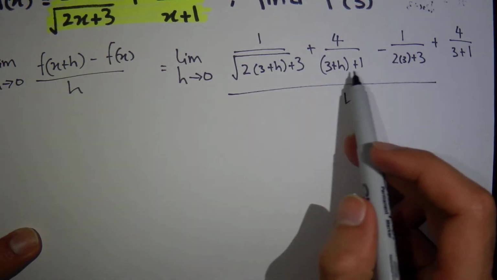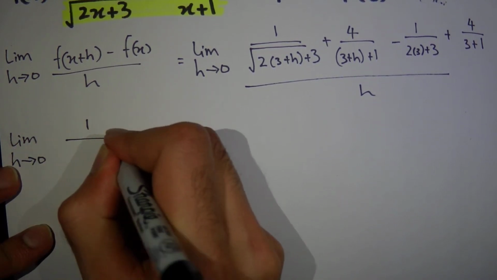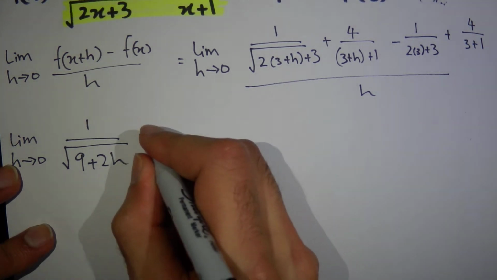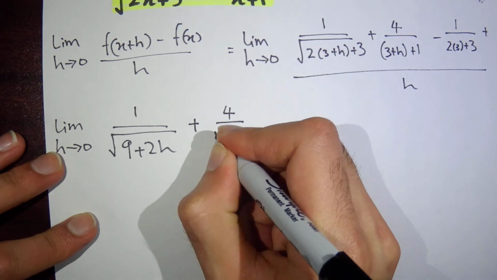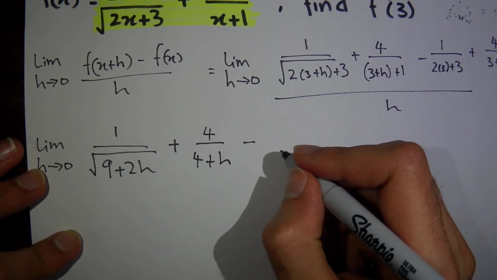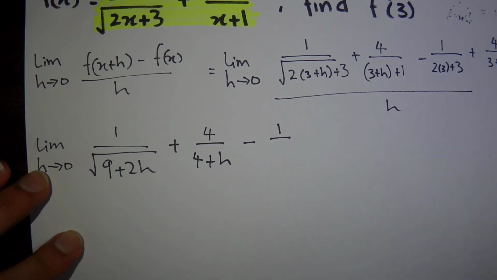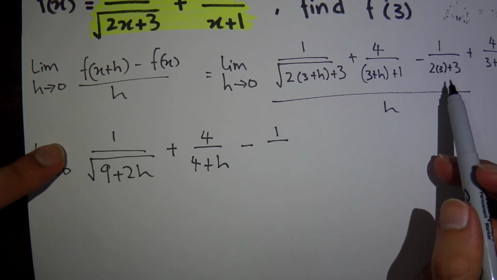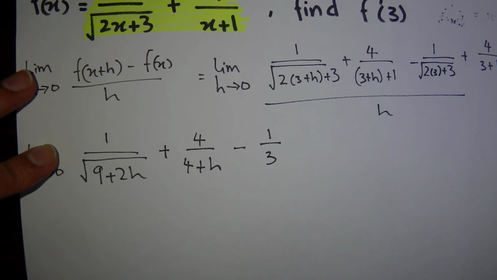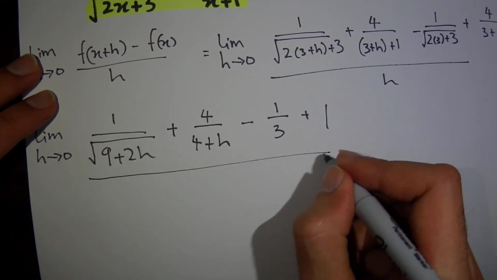Now we could try to simplify our denominators here, and I'll do that in our next step. The limit as h approaches 0 of 1 over the square root of 9 plus 2h, added to 4 over 4 plus h, minus 1 over... 6 plus 3 is 9. Hang on a second. Minus 1 over... this is square root. Okay, so that makes sense. That's 1 over 3. Apologies. Plus just 1. 4 over 4 would become 1. And all of that is over an h.